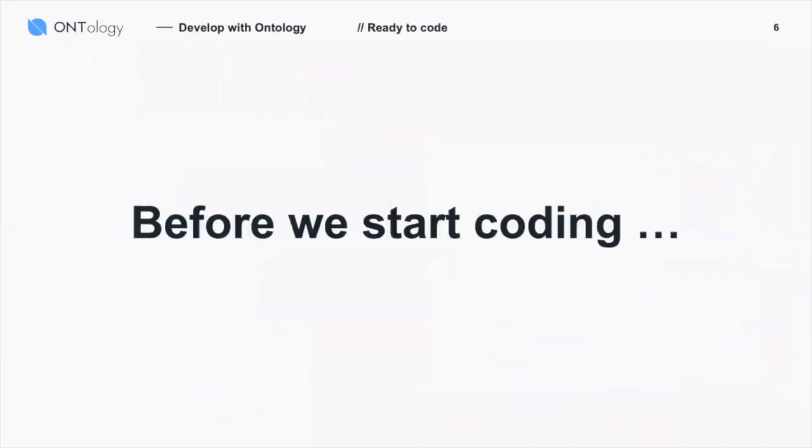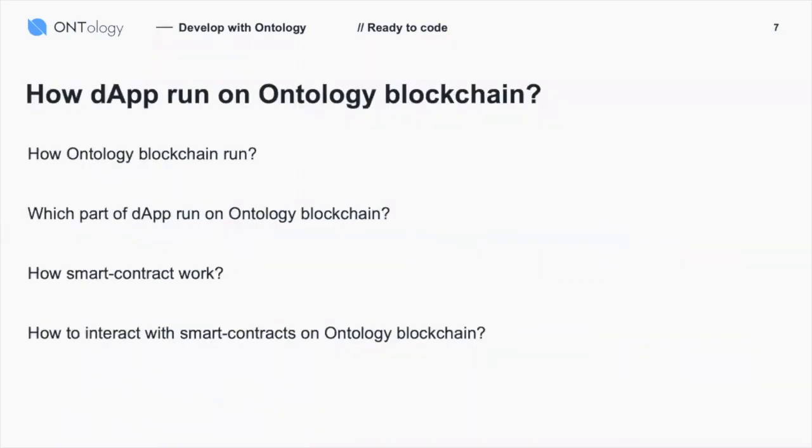So before we start coding, there is some fundamental knowledge we must know. Before that is how one DApp runs on the Ontology blockchain. There are some questions. First is how the Ontology blockchain runs, and which part of the DApp runs on the Ontology blockchain. That is its core protocol or core algorithm that is in the smart contract. So smart contracts run on the blockchain, and there is some front end and back end that run not on the blockchain, as off chain, but run in a decentralized way.